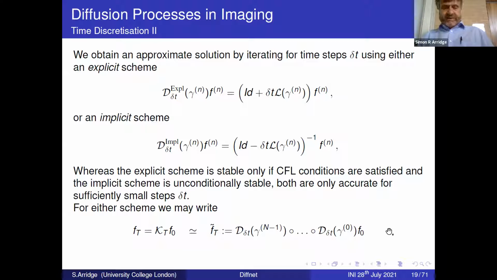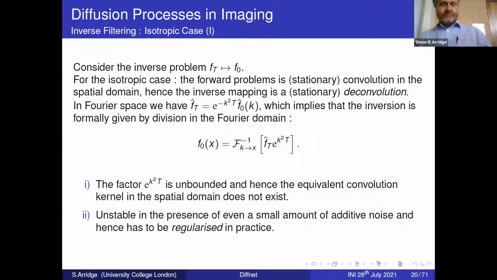All right, so this now begins to give a clue where we're going, because this now looks like layer operators from the initial state to the final state. Before we look at that implementation, now we look at the inverse problem. So again, for the isotropic case, the problem is stationary convolution, so the inverse problem is stationary deconvolution.